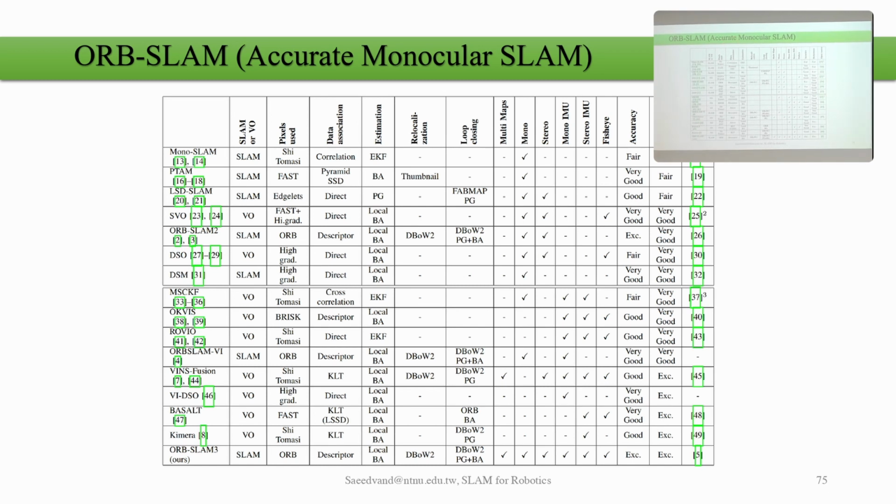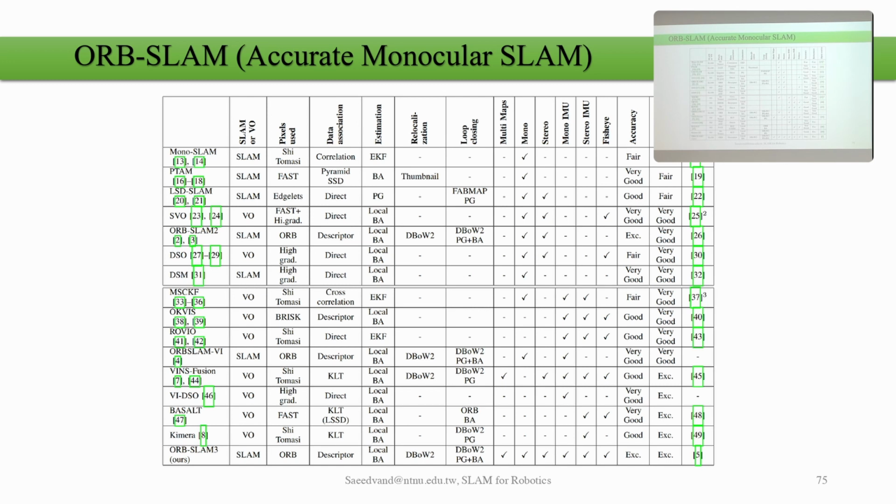Data association part. Here is the descriptor. We now know what it means, I clarified it for you. For estimation, we have local bundle adjustment for ORB-SLAM. You can see different techniques. For example, this one over here used EKF. Now you know. This one over here used the pose graph directly, purely, not local bundle adjustment.